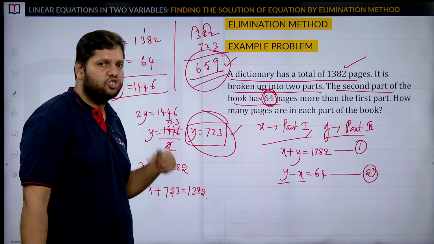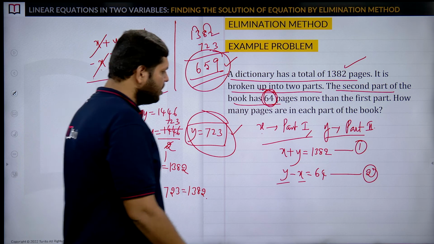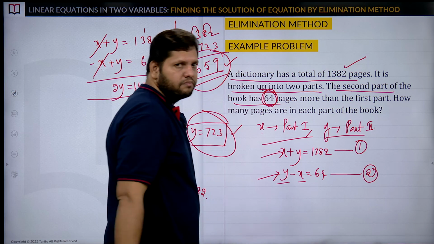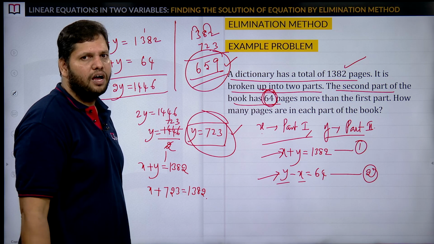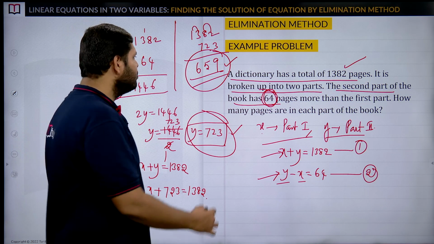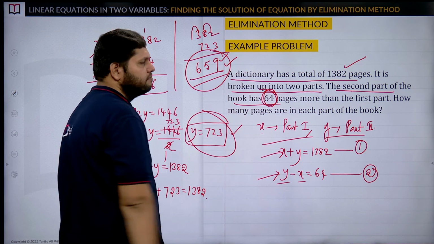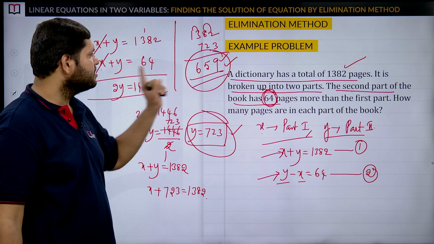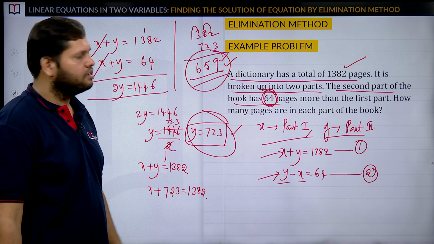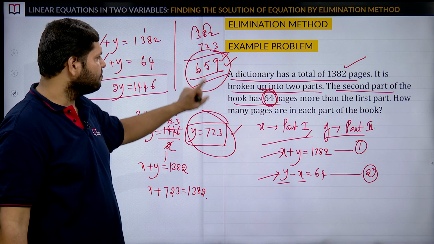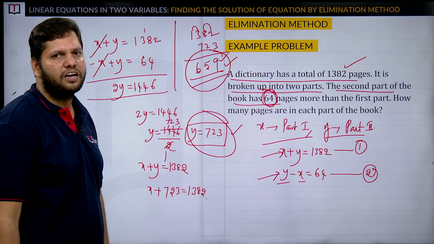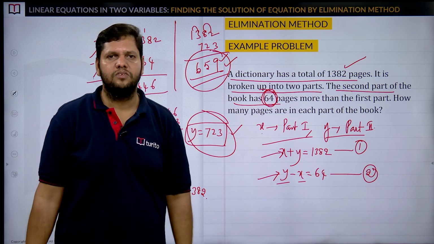But I want to get the first part also. So take any one of the equations, children. You can go for this equation or you can go for this equation. And substitute, and bring the x value. So x value is what? I got 659. Clear, children? So first part is 659 and second part is 723. So clear, children, this question? Any doubts? Okay, fine, children.